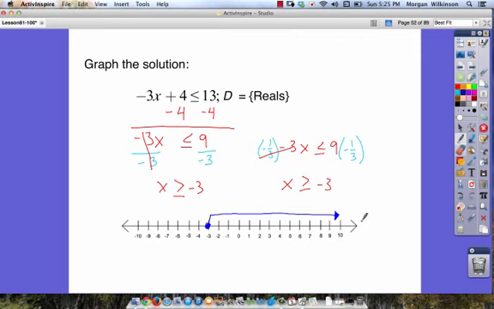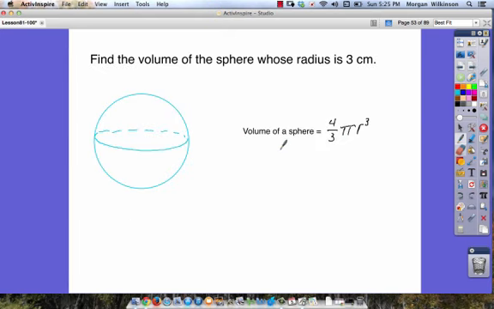All right. The second part of our lesson today is talking about spheres. And a sphere is just a three-dimensional circle. A sphere is basically like the Earth's shape. And we want to find the volume of the sphere whose radius in this occasion is 3 centimeters.